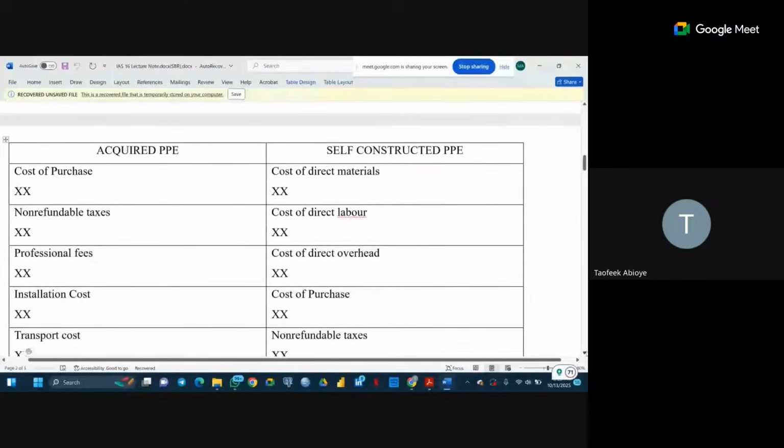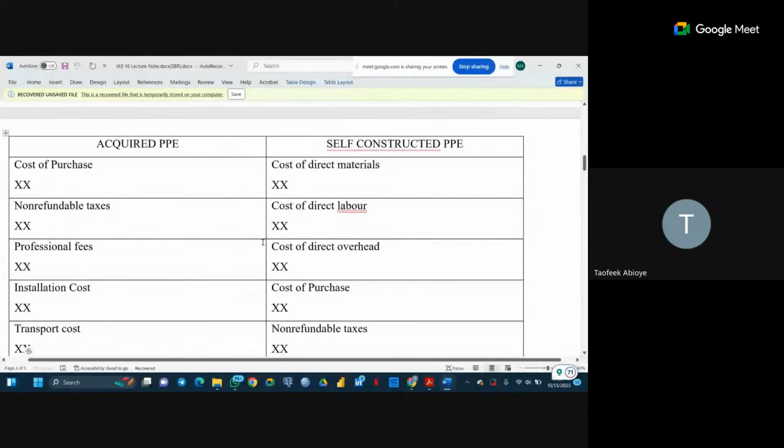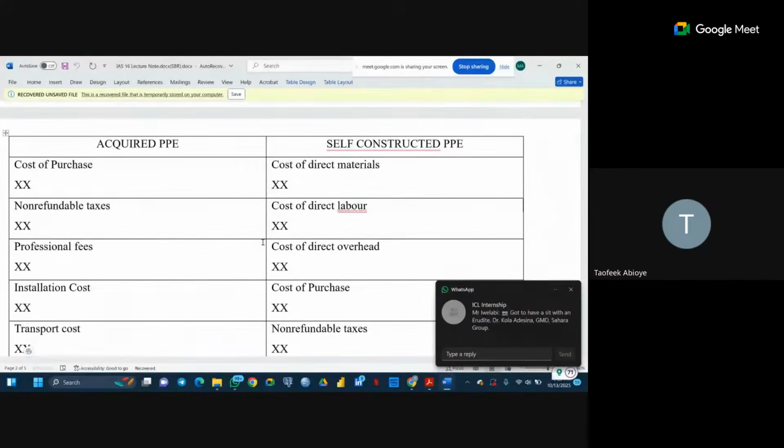If we are talking about those that we acquire, we have the cost of purchase, which is the cost price, the non-refundable taxes, the professional fees. So the professional fees are like the legal fees, agreements and commissions, all those legal fees that we actually incur as a result of us trying to acquire the particular asset. Invariably, if we are not going to acquire that particular asset, there is no reason for us to incur that particular cost. So if you are incurring that cost wholly, exclusively, and necessarily for the purpose of that particular asset, then we can capitalize such costs.